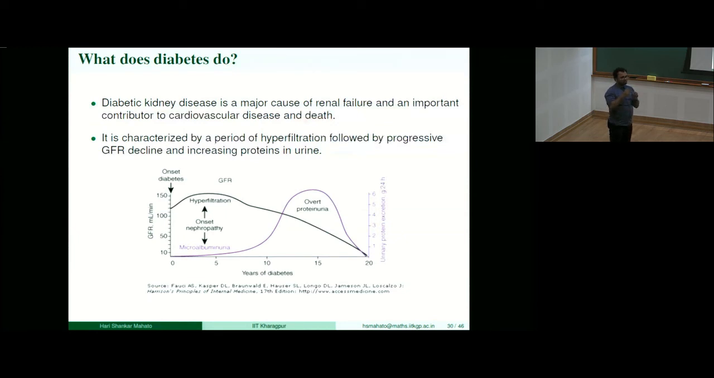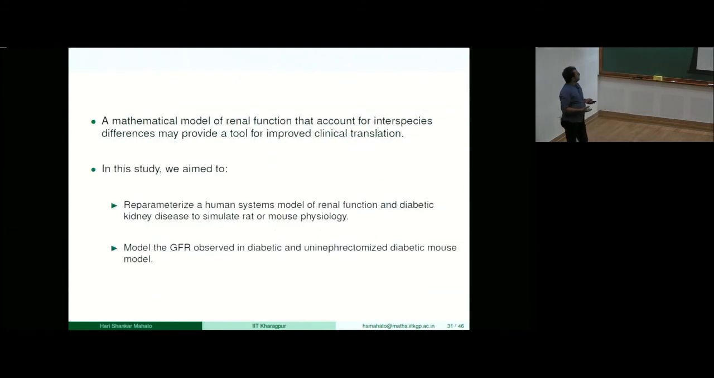And over the time, the bigger molecules like proteins will start to excrete in the urine because your nephrons are getting damaged, so you are excreting bigger molecules. So that's how we describe the diabetic kidney disease, that over the time, the kidney functionality will decrease and the number of protein molecules in the urine will increase. So that's what we mean by diabetic kidney disease. And this effect we also modeled it successfully. So we first of all considered a rat model or a mice model.